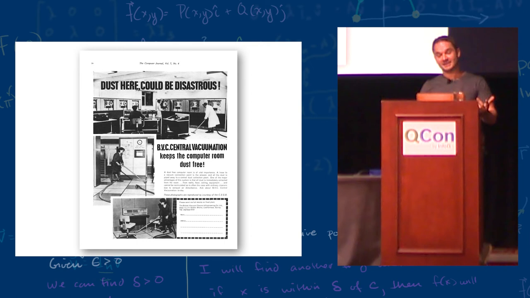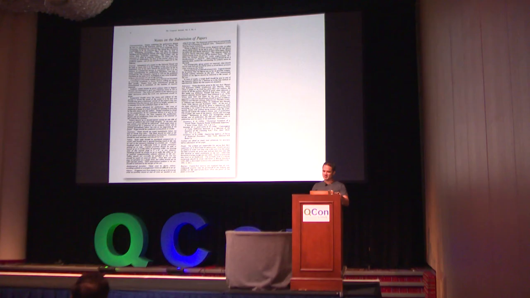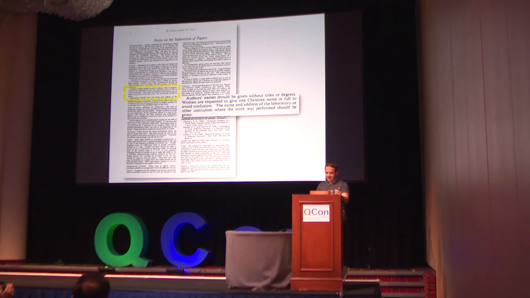Now, it's not funny. Unfortunately, these are the only women that were in this journal, and it was kind of striking. So I was reading through it. I read the whole thing, because I have problems. And they have the notes on the submission of papers here. So if you want your paper in the computer journal, here's what you've got to do. And there was this section that jumped out at me, which is that authors' names should be given without title or degree. Women are requested to give one Christian name in full to avoid confusion.